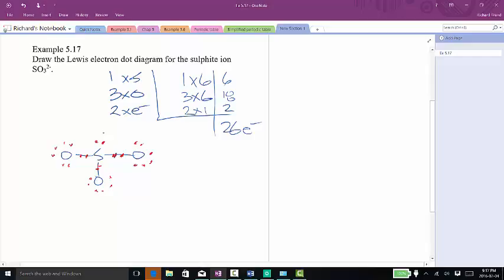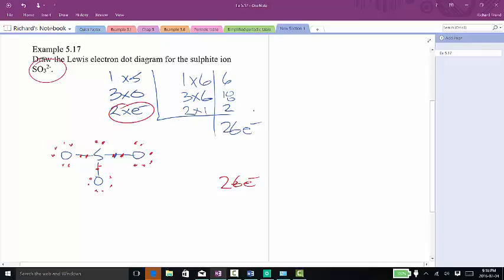All right. How many electron dots do I have down here now? Well, I've got 2, 4, 6, 8, 10, 12, 14, 16, 18, 20, 22, 24, 26. I had 26 electrons to distribute. It's looking pretty good. However, in order to draw this Lewis electron dot diagram, I had to include 2 electrons from the charge on the sulfite ion in my tally.